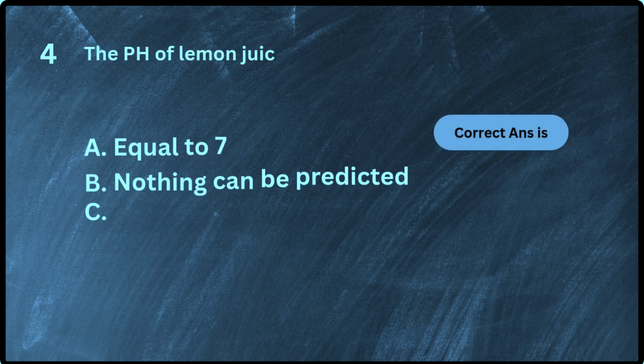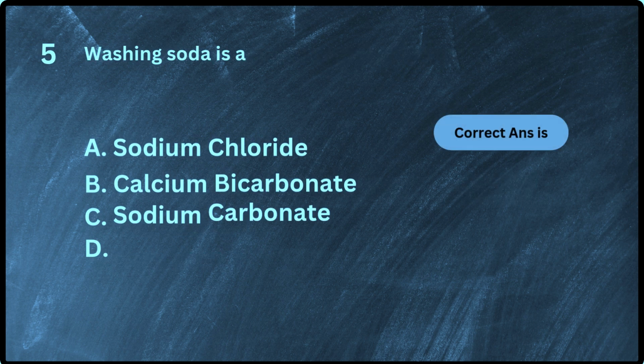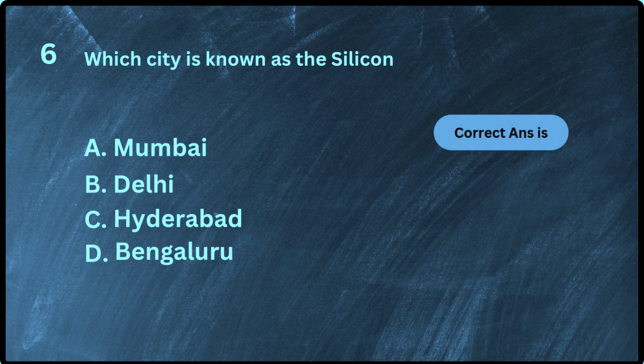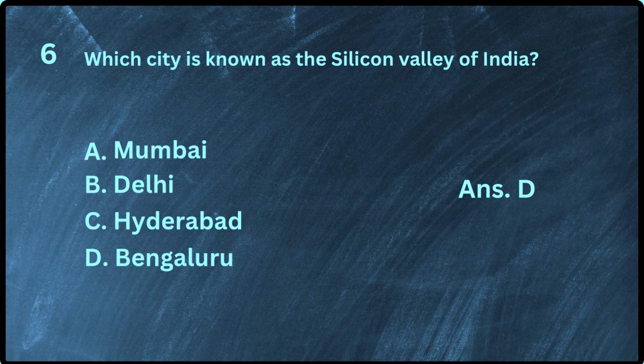The pH of lemon juice is expected to be. Correct answer is option D. Washing soda is also known as. Correct answer is option C. Which city is known as the Silicon Valley of India? Correct answer is option D.